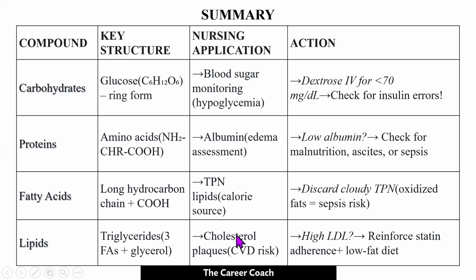Cholesterol plaques are fats that have deposited and built up on the walls of the arteries over time. The plaques will narrow and harden the arteries, a process called atherosclerosis. Cardiovascular diseases include heart attacks, strokes, and hypertension. High LDL, which is bad. When there is high LDL, there is need to reinforce statin adherence and a low-fat diet. LDL is bad cholesterol for short, low-density lipoprotein. It has to do with cholesterol.